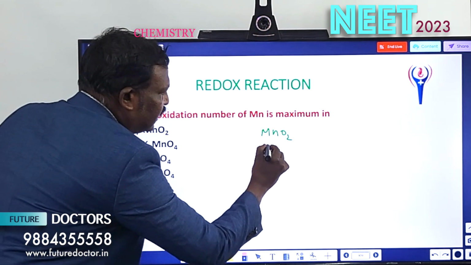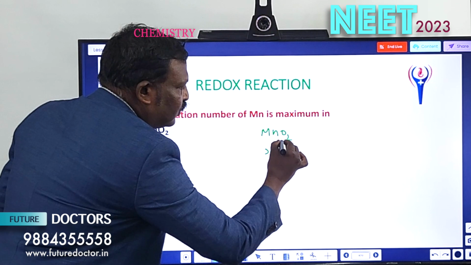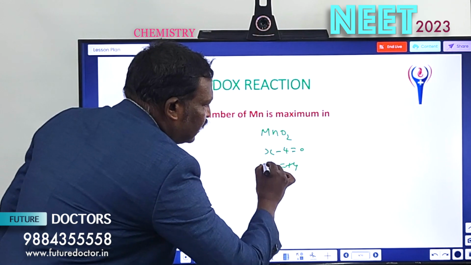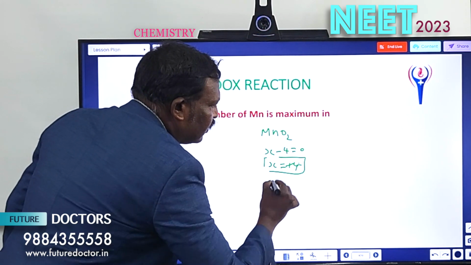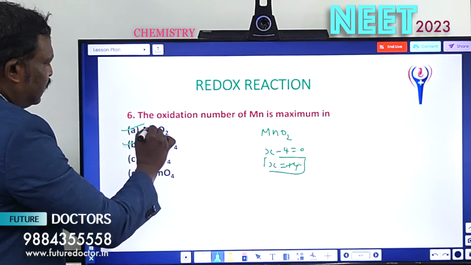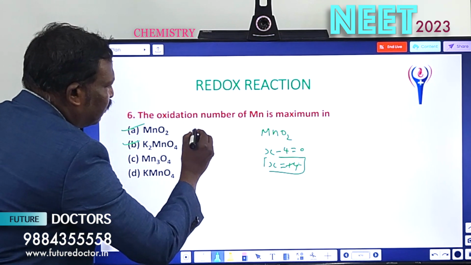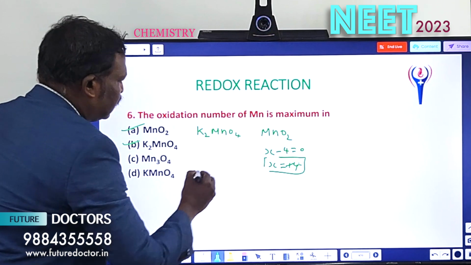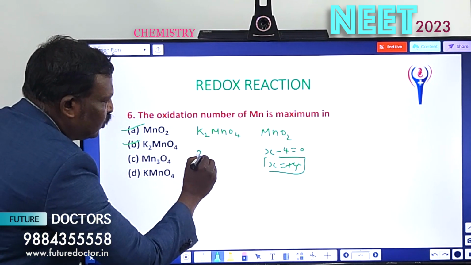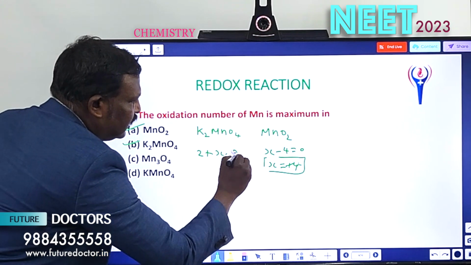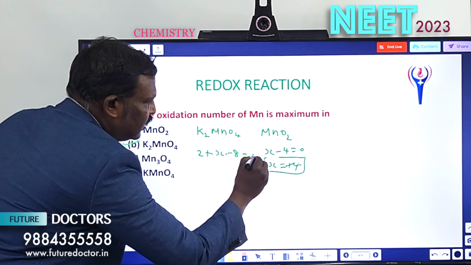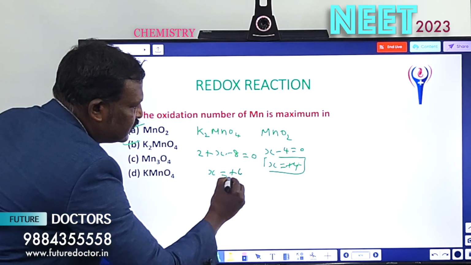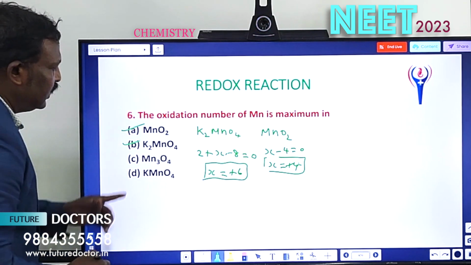How to find out? Here Mn x, 1, oxygen minus 2. So 2 oxygen, minus 4 is equal to 0. x is equal to plus 4. Simple one. Then this one, K2MnO4. Here 2 potassium, so 2 plus x minus 8 is equal to 0. So x is equal to plus 6. Understood?